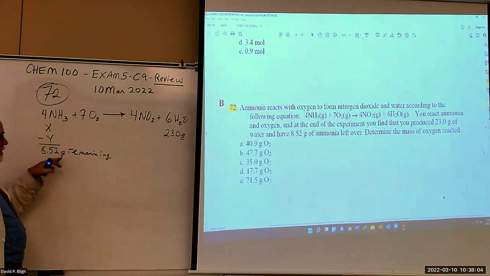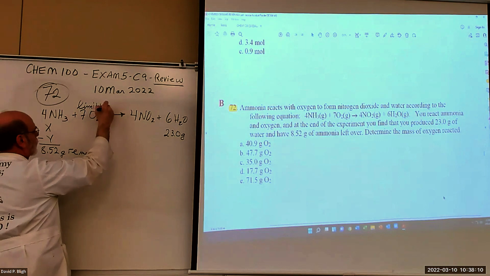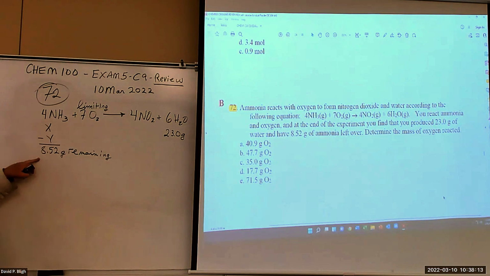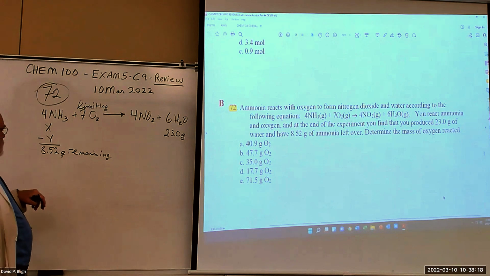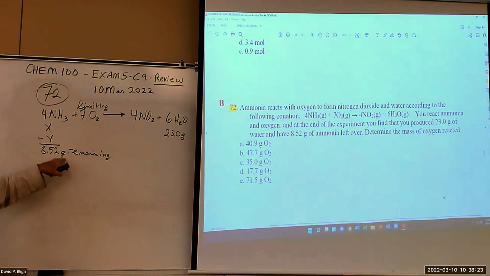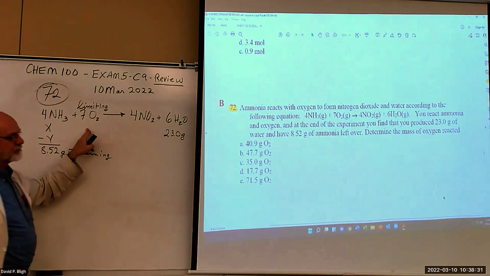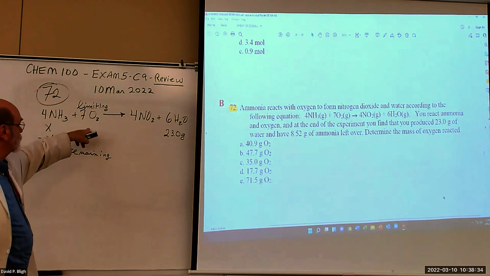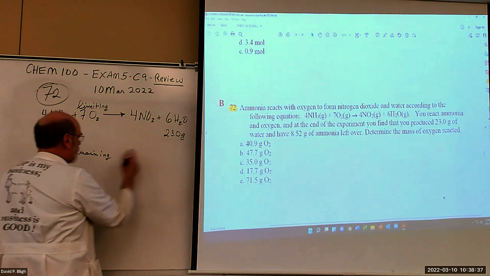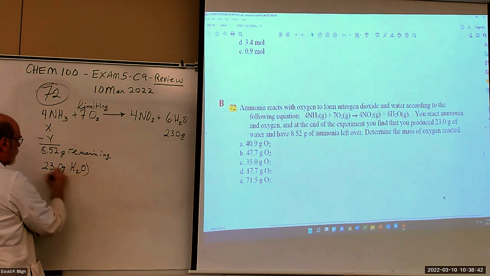What that means is this is limited because you have excess here, right? So that is all you need from this information. You don't even need the mass of ammonia because we're going from here to here. What's the mass of oxygen reactant? So we just need to convert this 23 grams of water into moles of water.